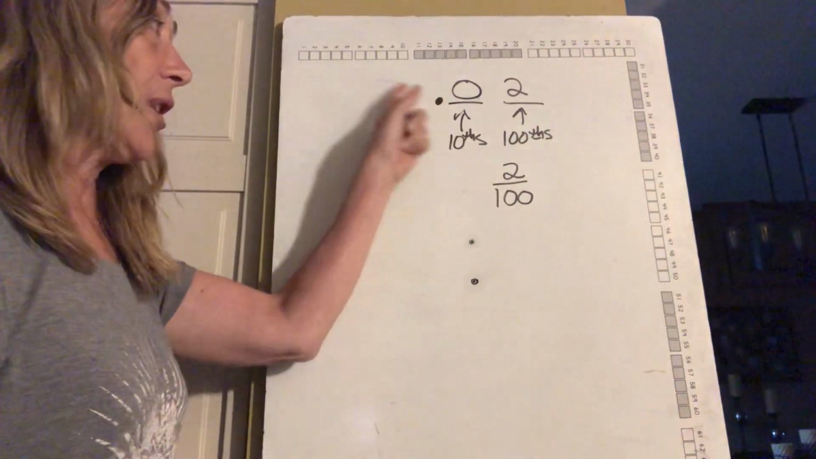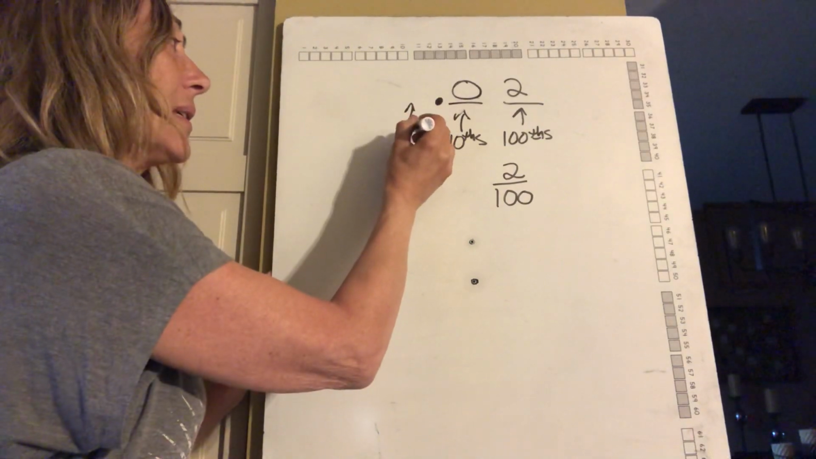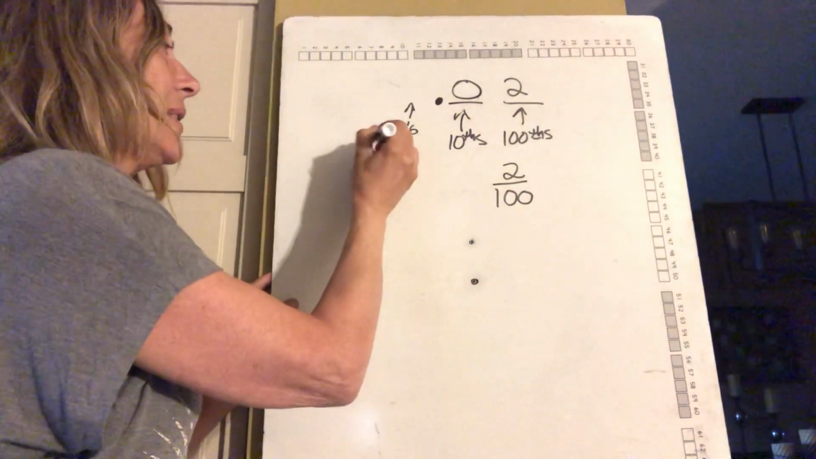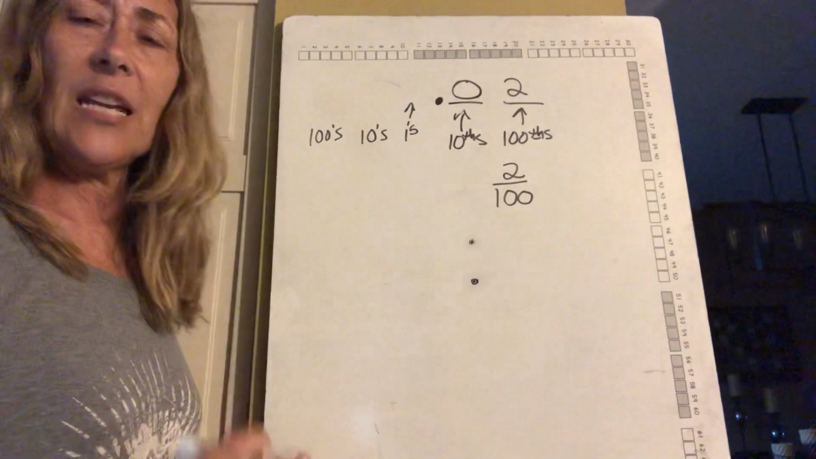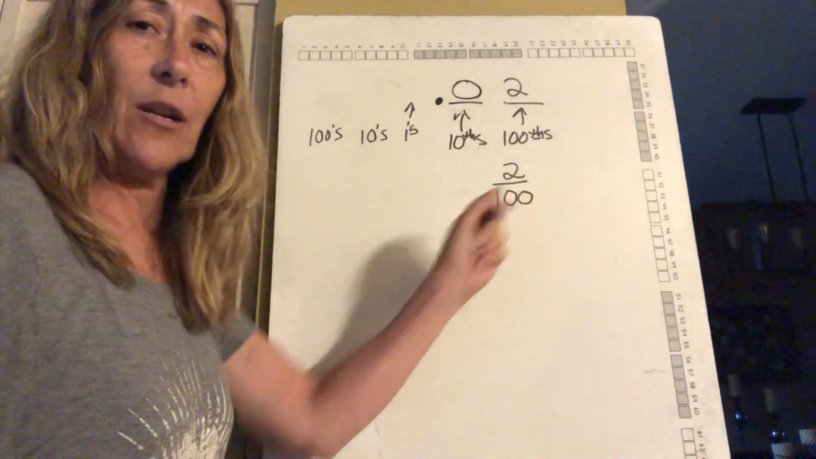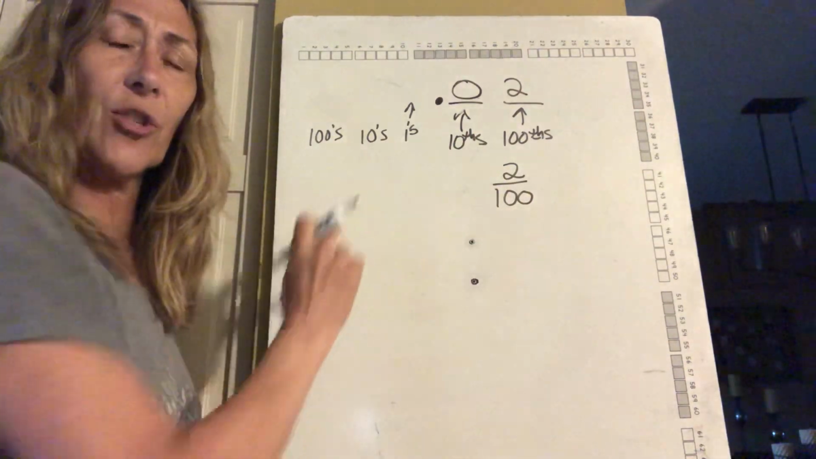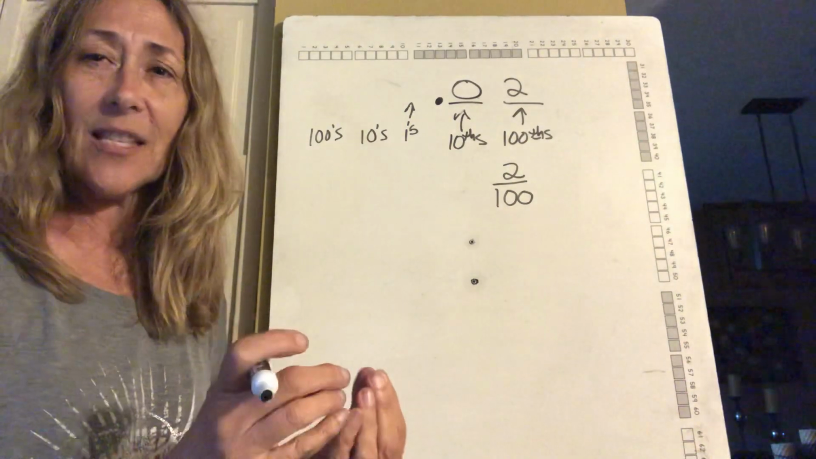Just like if we're working with whole numbers, we have the ones, the tens, and the hundreds. It's all in increments of base 10. 10 times smaller, 10 times larger. Decimals are fractional pieces of a whole.